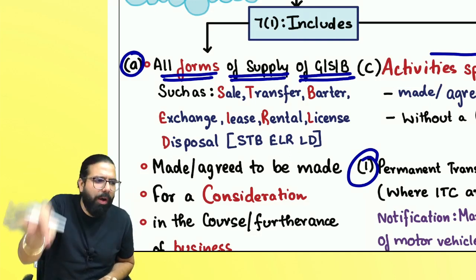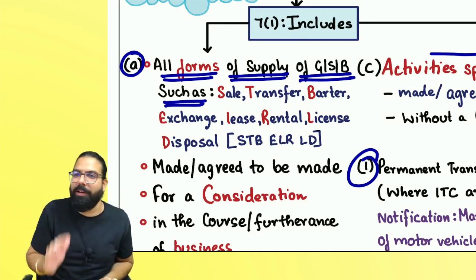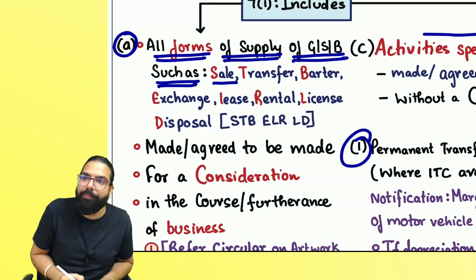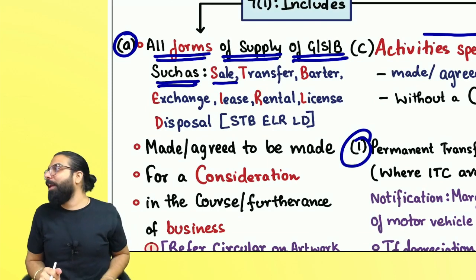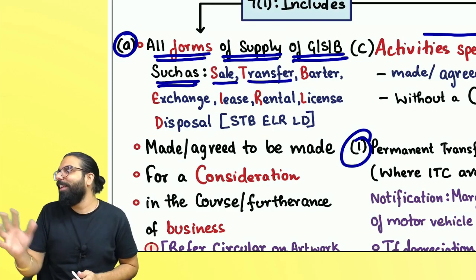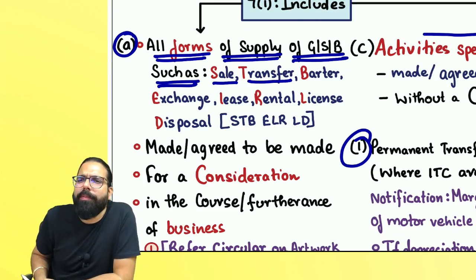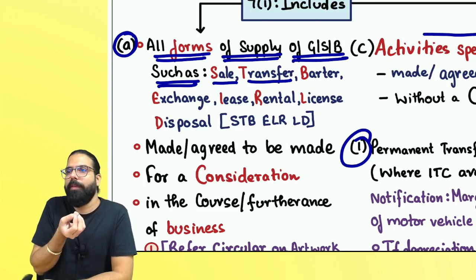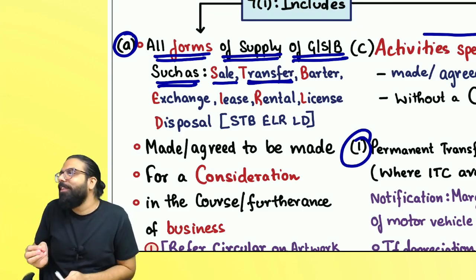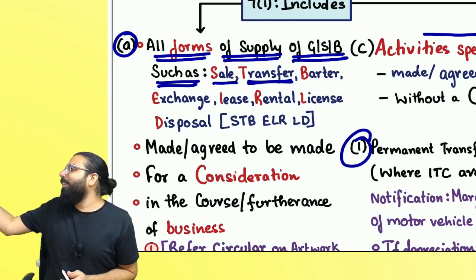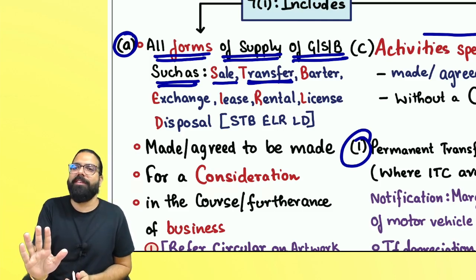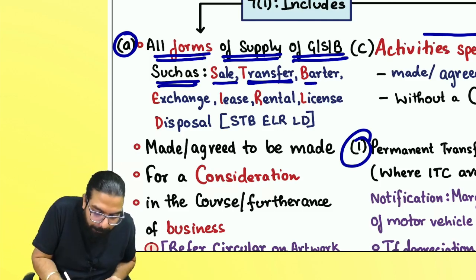So government told the meaning of form, such as, for example, if you call it sale, then also it's a form of supply. If you call it transfer, sir, I just sold the goods. What do you mean by sale, everyone? Giving goods, taking money. It's a sale. Sir, I just transferred my goods to my branch. Transfer is also an activity as per GST. Can I go ahead? Next, barter.